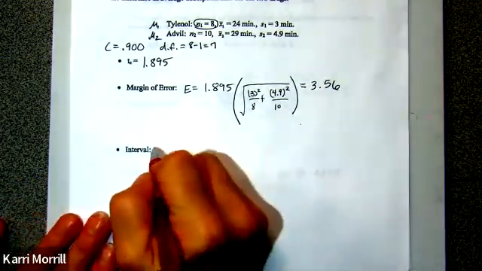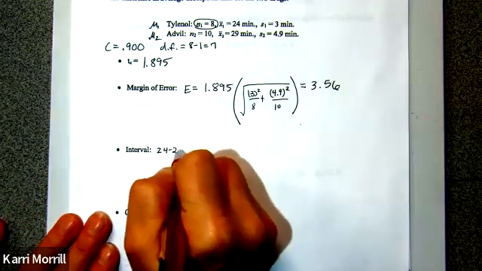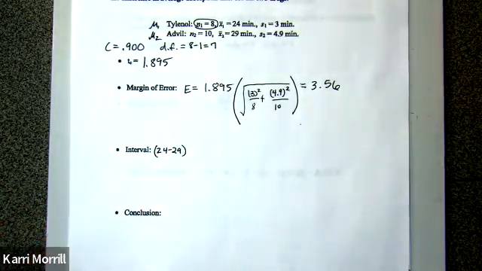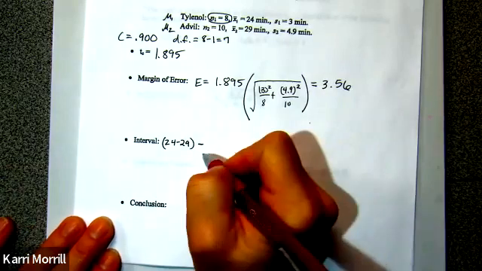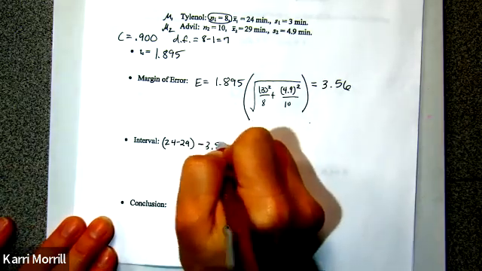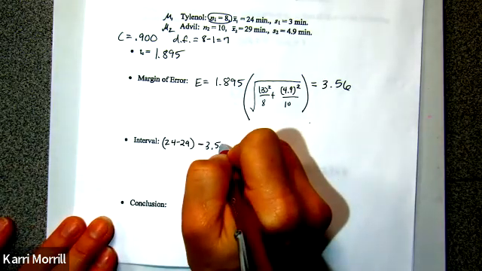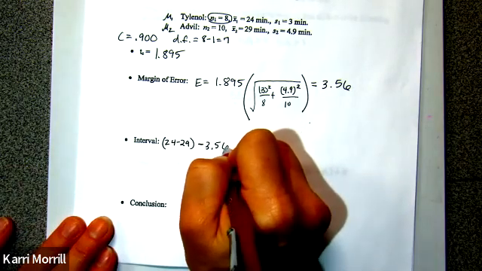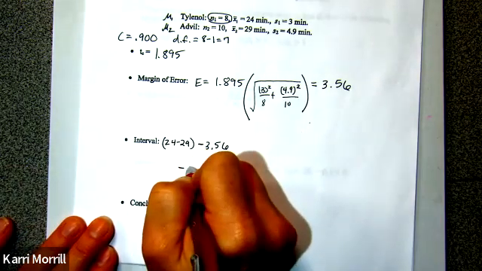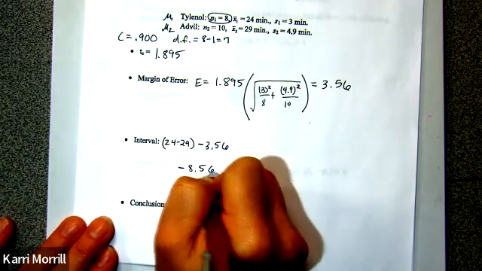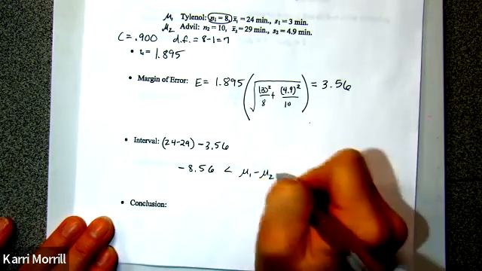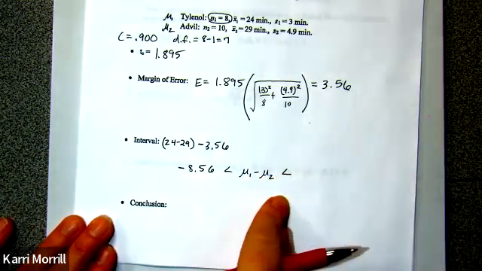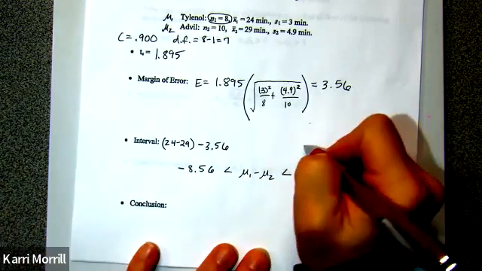So our interval, we're going to take 24 minus 29, subtracting our two means, and then I'm going to subtract that margin of error, 3.56, and we would get negative 8.56. So that's going to be less than our mu1 minus mu2, basically the difference in the mu's. And now we're going to add it this time.